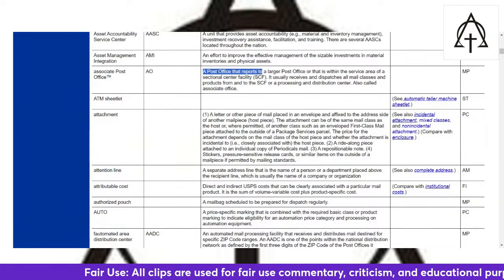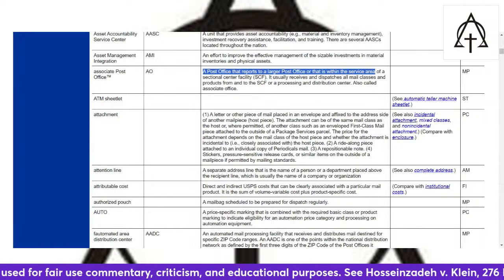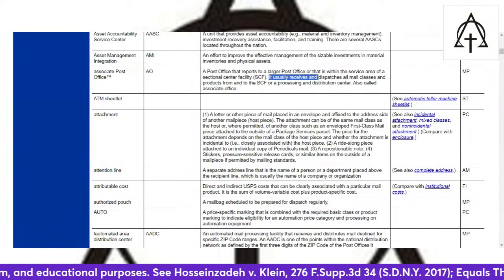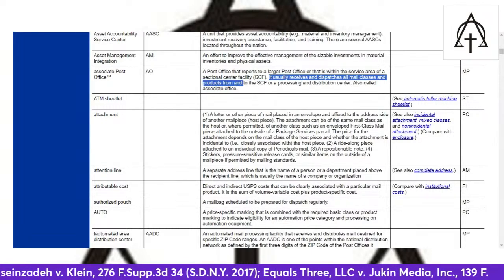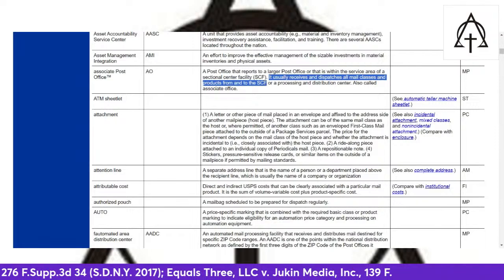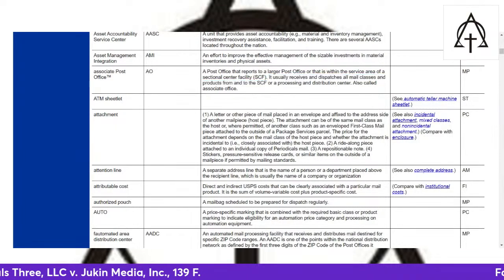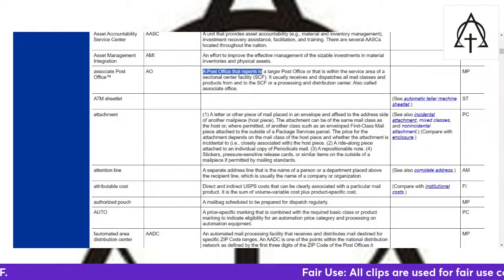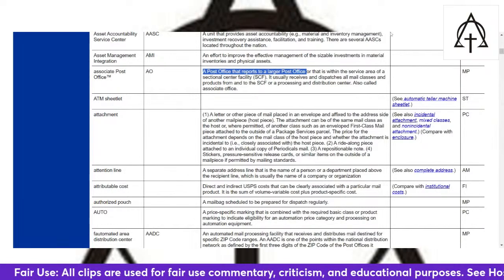A post office that reports to a larger post office or that is within the service area of a sectional center facility. It usually receives and dispatches all mail classes and products from and to the SCF, or a processing and distribution center, also called associate office. A post office that reports to a larger post office, the one postal territory.